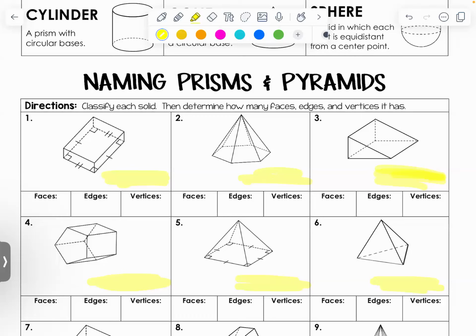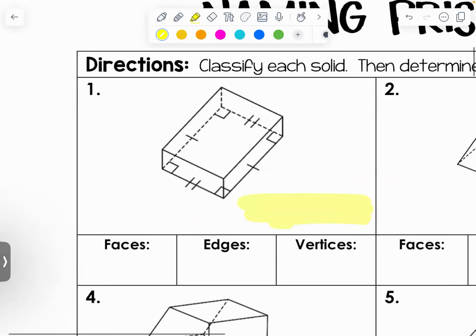All right, Emma, what do you think about number 1? Okay, specifically, we would say that this is a rectangular prism.